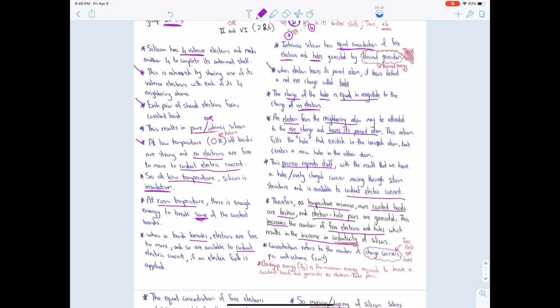What is the band gap energy? Band gap energy is the minimum energy required to break a covalent bond and generate an electron-hole pair.